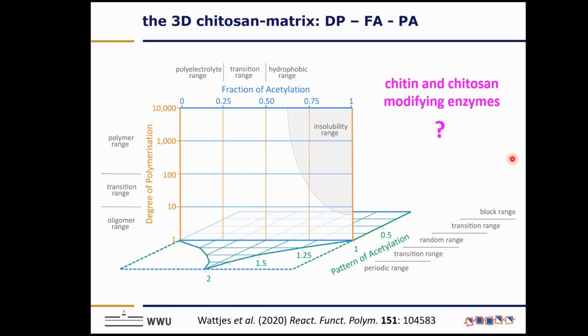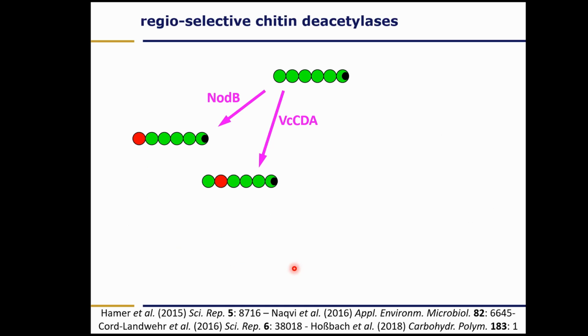So in order to open up the third dimension, pattern of acetylation, which can be random, that's where the chemically produced chitosans are, but in theory at least, it could also be blockwise, or it could be more regular than random. So we started working on oligomers because, of course, with oligomers, it's easier to control and also to determine the pattern of acetylation. We developed mass spectrometric methods to sequence chitosan oligomers. And then we also started cloning chitin deacetylases. And we found that chitin deacetylases are regio-selective.